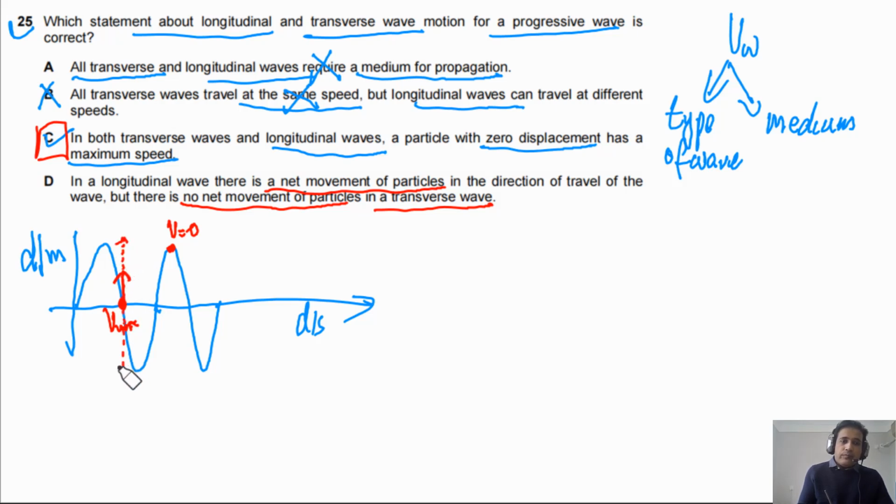So what is transferred along the wave? That is energy. Waves do not transfer matter, they transfer energy. So the answer for this question should be C.